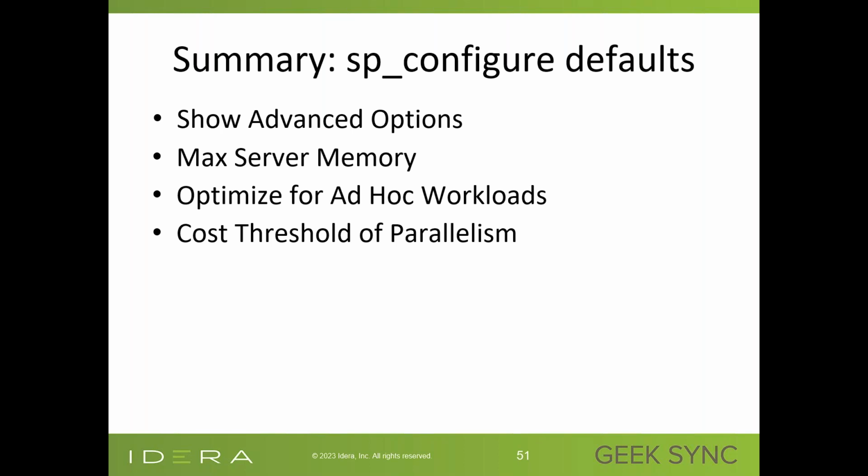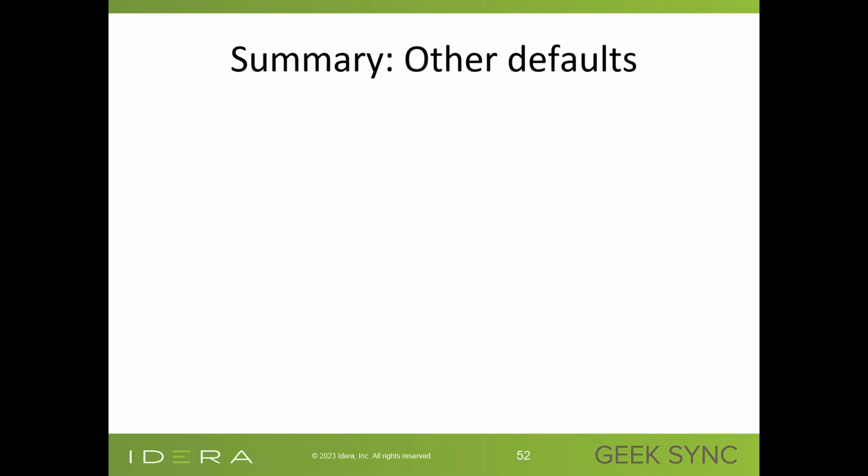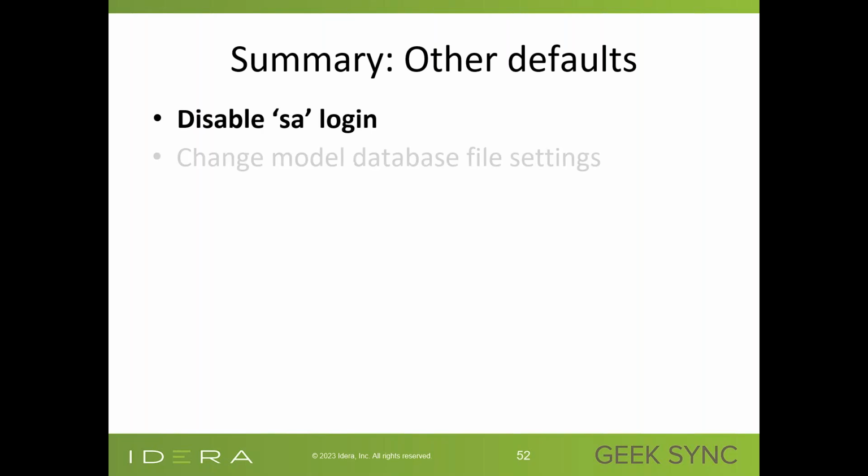Change that cost threshold for parallelism to 50 and then monitor it and adjust it as needed. Enable backup compression and backup checksum to make our backups faster, smaller, and more reliable. And of course, enable the remote admin connections in case we need to use that reserved thread. And other defaults we want to change, we'll disable the SA login to protect our database.